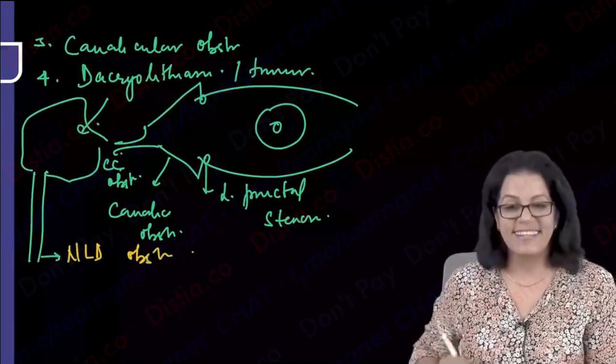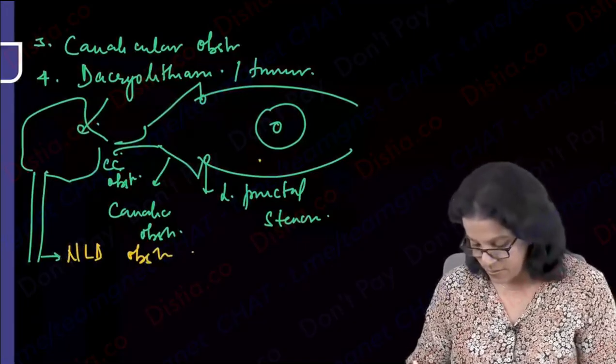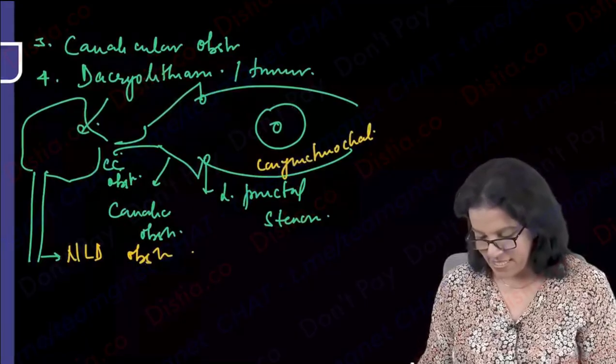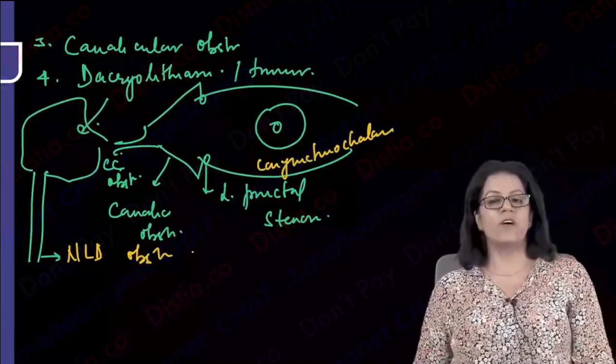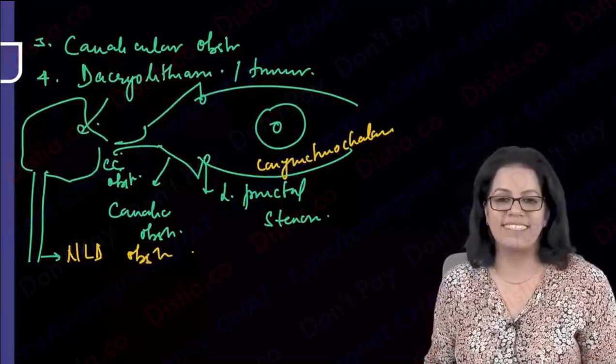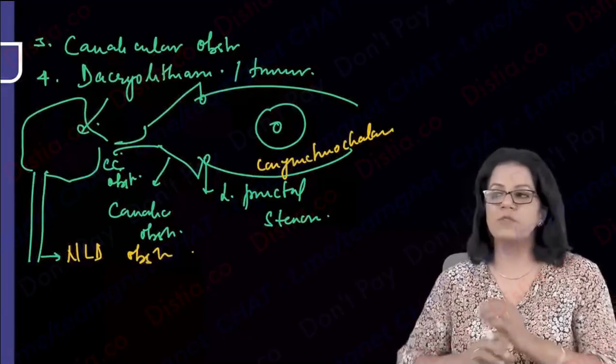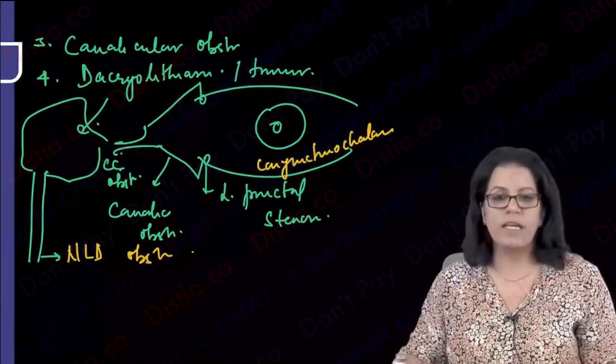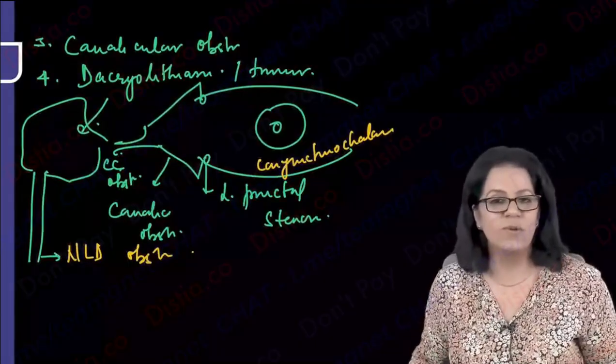Easy to learn? Yeah, and here you can also write conjunctivochalasis. So these are some of the acquired causes of obstruction of the lacrimal passage. Anyway, I don't expect you to keep mugging this up, just common sense. This is how you will know.